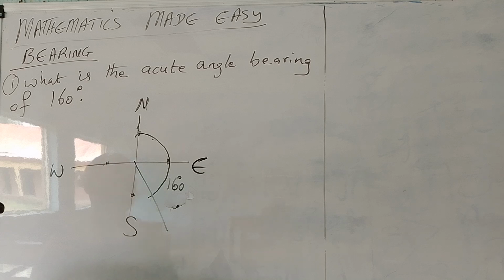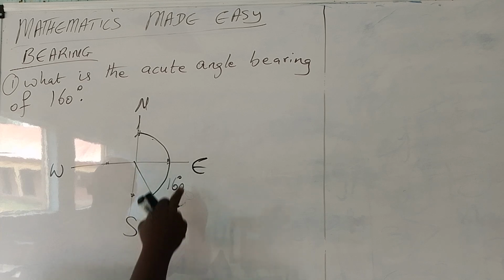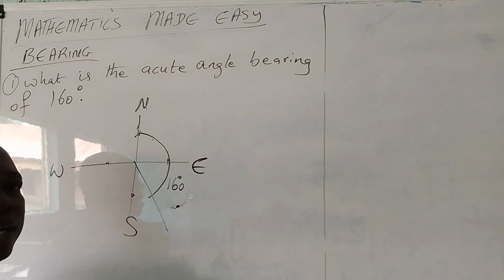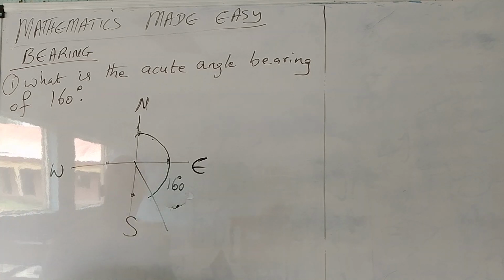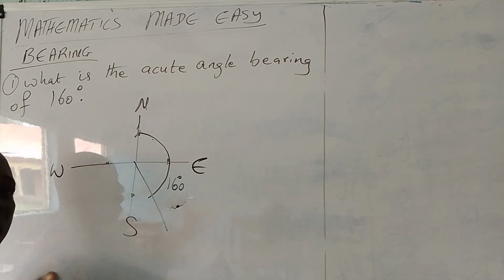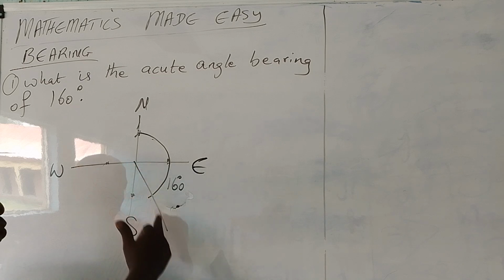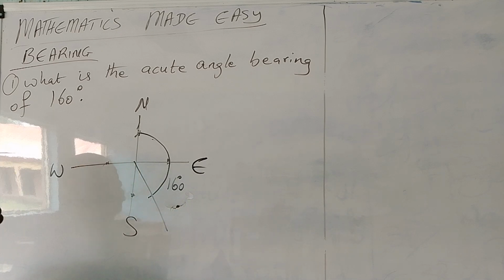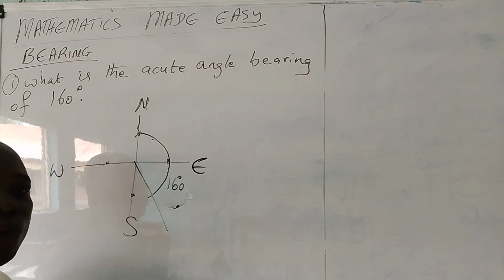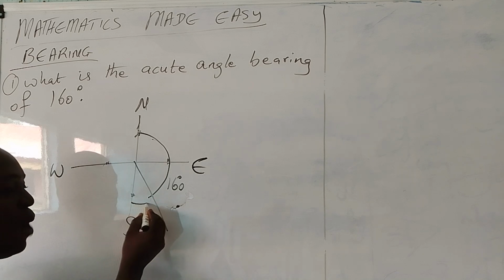Now they are asking us what is this position as far as acute angle bearing is concerned. What you do is this. You know that when you talk about acute angle bearing, this position falls in the southeast. So you try to know what is the acute angle bearing, which is from the south you measure to this point.